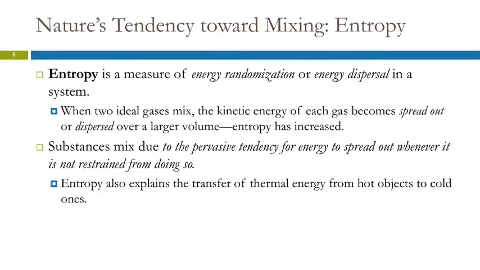So substances mix because of this tendency for energy to spread out whenever it is not restrained from doing so. This also explains why thermal energy transfers from hot objects to cold objects. Why does it do that? Well, because there's this tendency, entropy, for energy to spread out. And so when the thermal energy moves from the hot object to the cold object, it spreads out, it occupies more space, or occupies a larger volume.